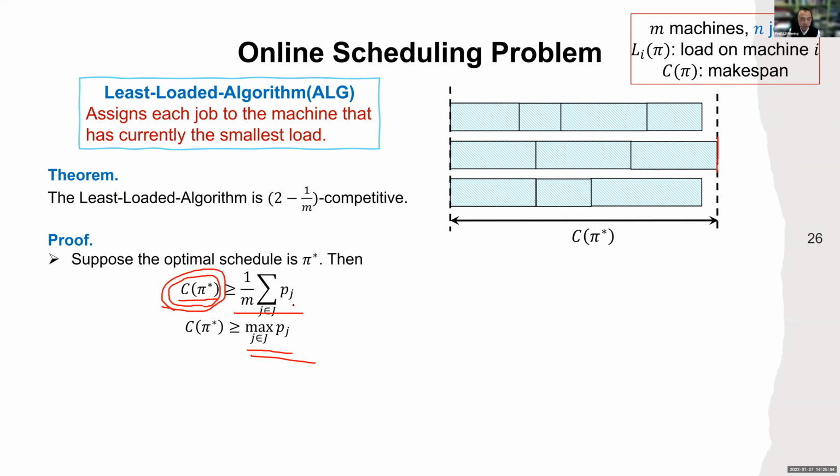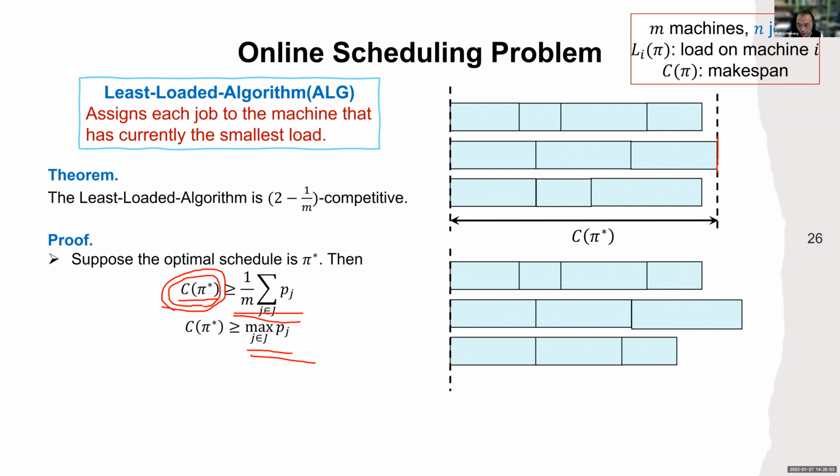Right. Okay, so let's assume they are fine. These two are fine. Then how do we prove? Okay, so we will do some trick here. What's the trick? We are taking out one job from our algorithm.